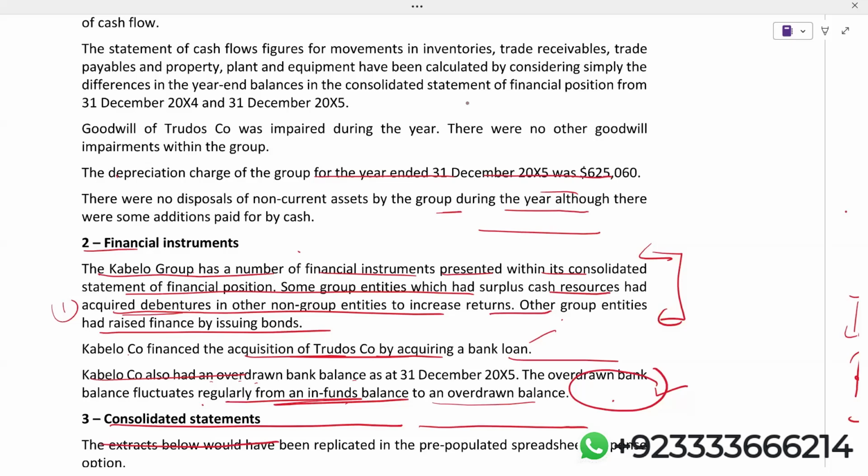Let me repeat for you. Investing in debentures is simply an investing activity, as we'll be generating a return from that. Issuing a bond is a financing activity. Taking a bank loan to acquire a subsidiary: acquisition of a subsidiary is an investing activity, but taking a bank loan is a financing activity.